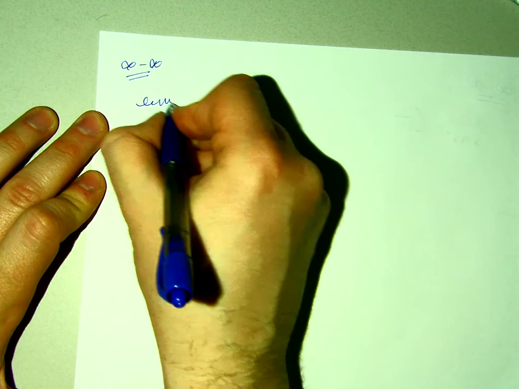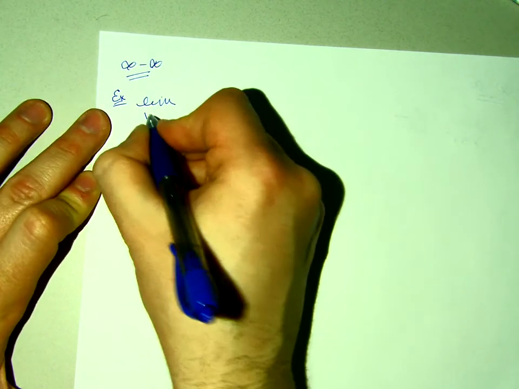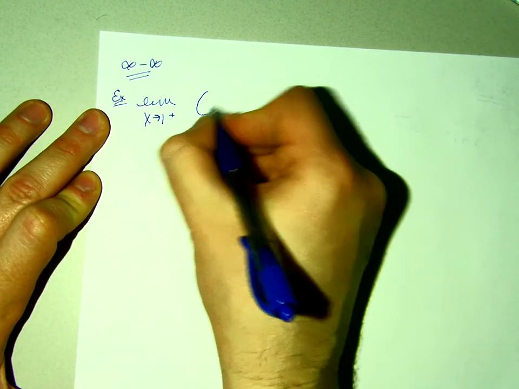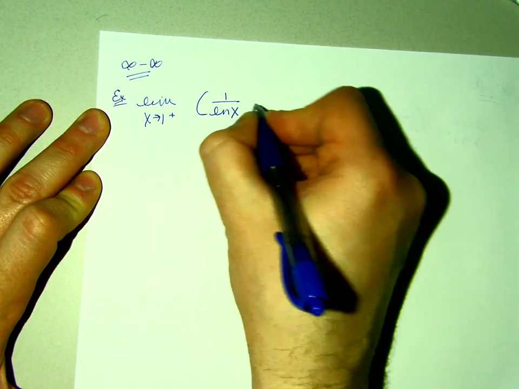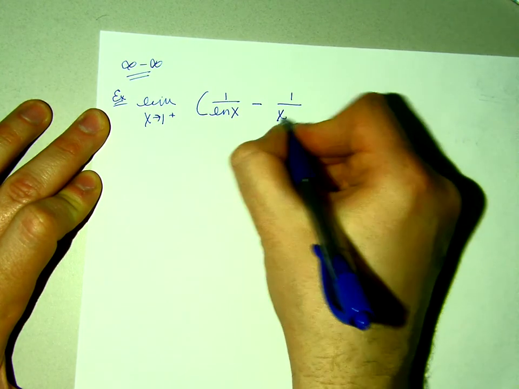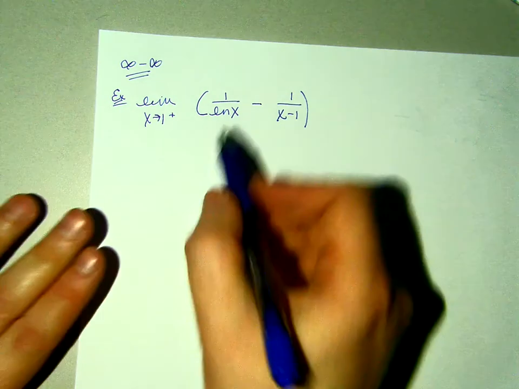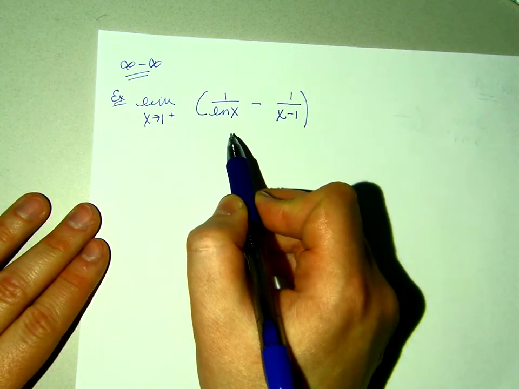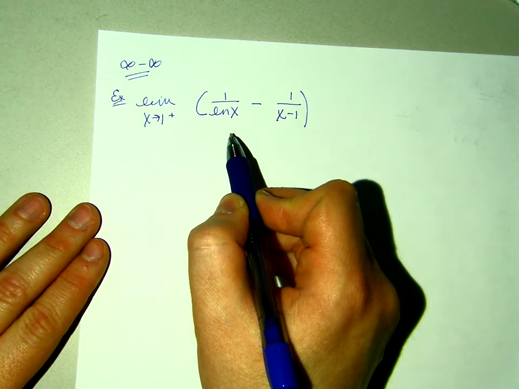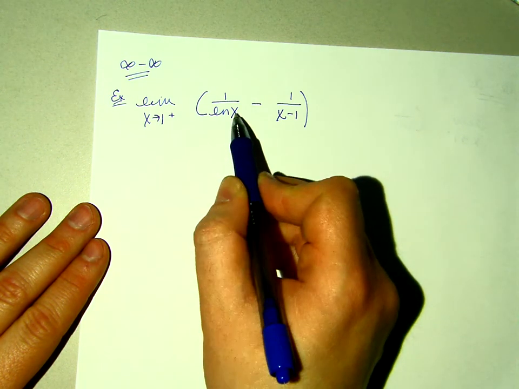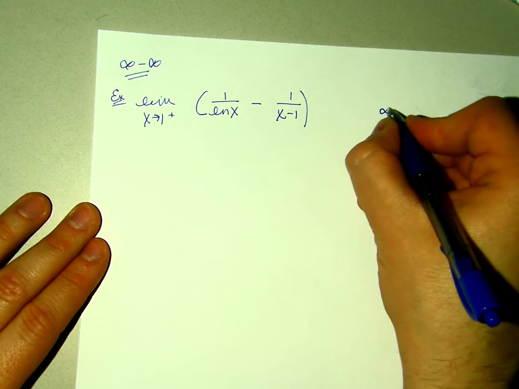Limit as x approaches 1 from the right of 1 over the natural log of x minus 1 over x minus 1. We want to do the limit. So I'm going to plug in something a little bit bigger than 1. What's the natural log of a little bit bigger than 1? Close to 0. So 1 over a small positive, that's going to give you infinity.